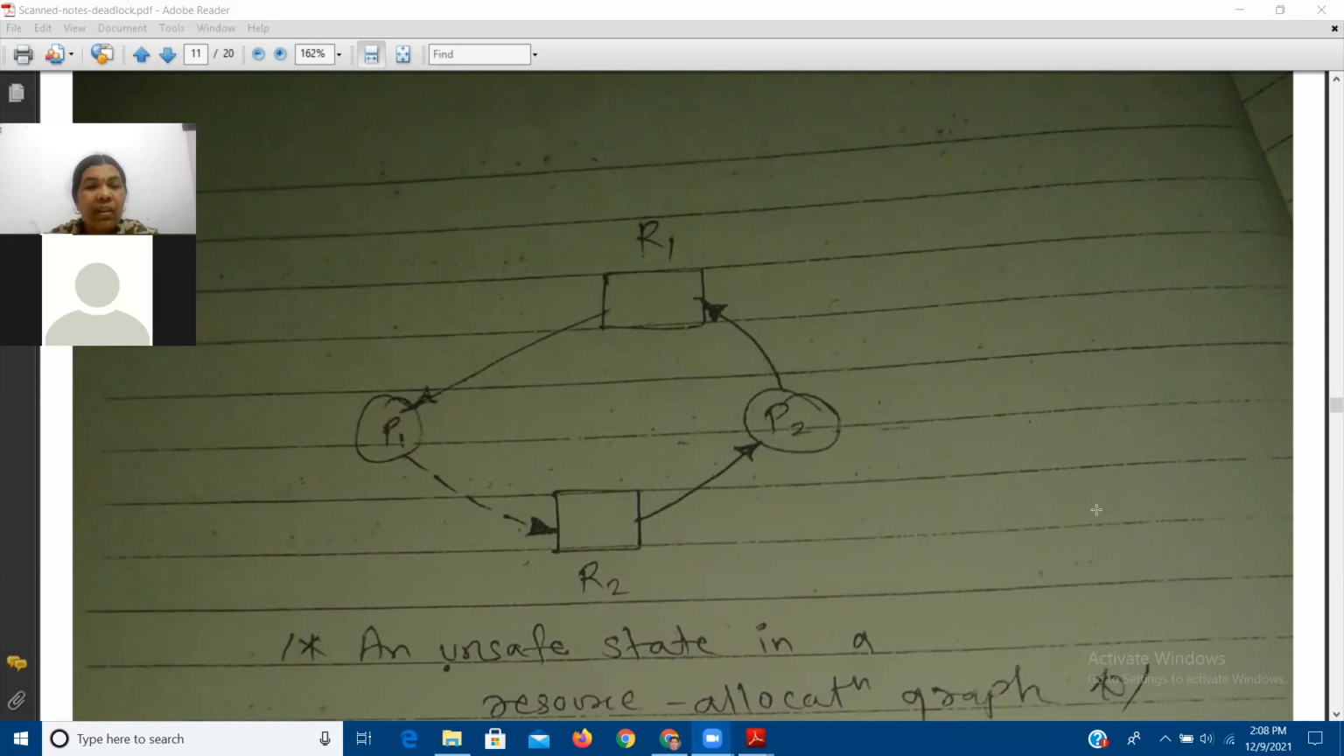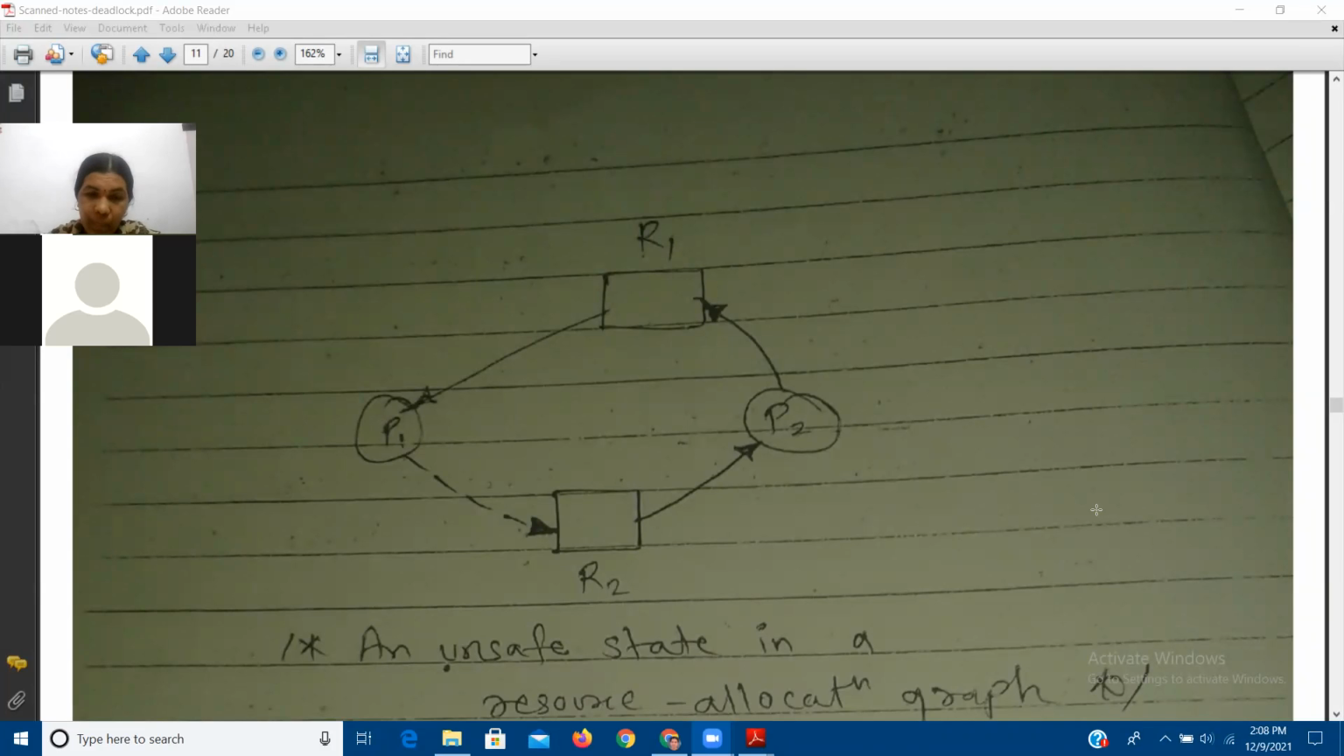So if this conversion is done by the operating system, the system is going into the unsafe state. What will happen if the operating system grants P2's request? These two processes are going into the deadlock state, right?